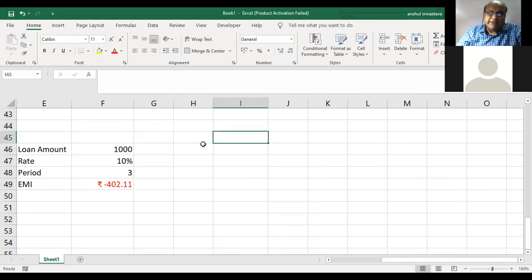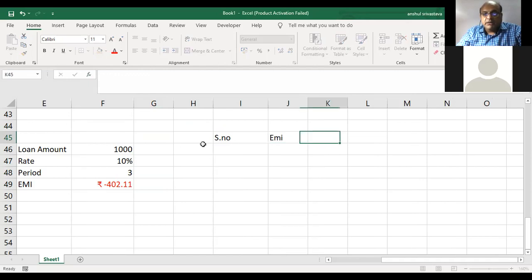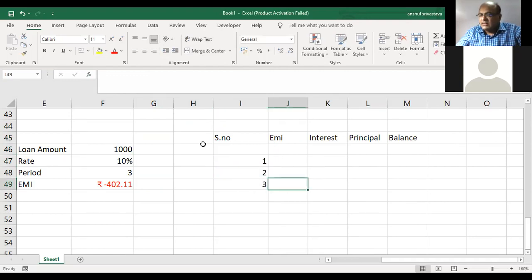Now, if we are calculating this, let's make an amortization schedule. So let's write serial number, EMI, interest, principal, and balance. Serial number would be 3. There are 3 EMIs. Now, what is an amortization schedule? An amortization schedule is nothing. You simply bifurcate the loan into interest and principal. When you bifurcate the loan into interest and principal, what you get is an amortization schedule.